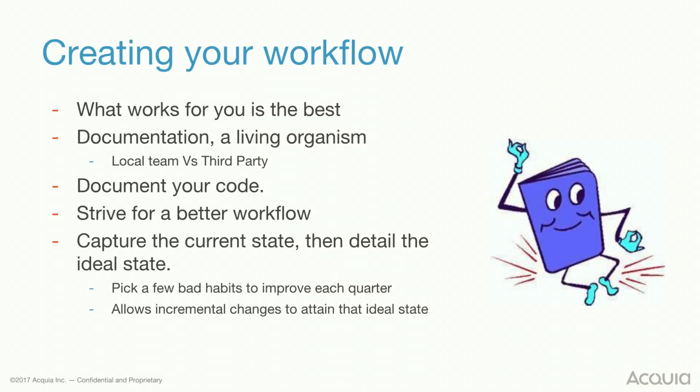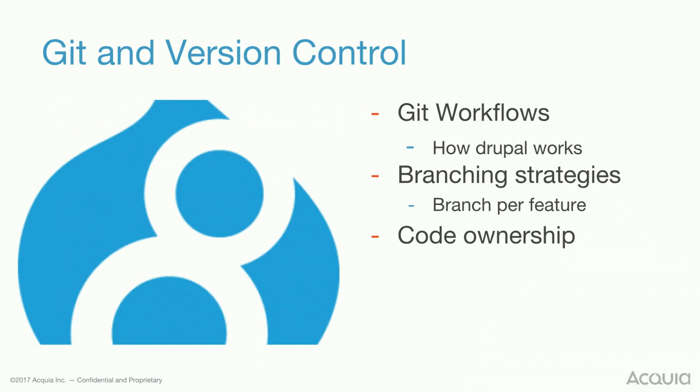And the way to do it, what we have found out at other times, is capture what you have right now, document how you work right now, and then do a detail of where you want to be, and start picking one bad habit at a time. Don't try to fix everything. Pick one, fix it, and you can keep improving your work documentation and your workflow.